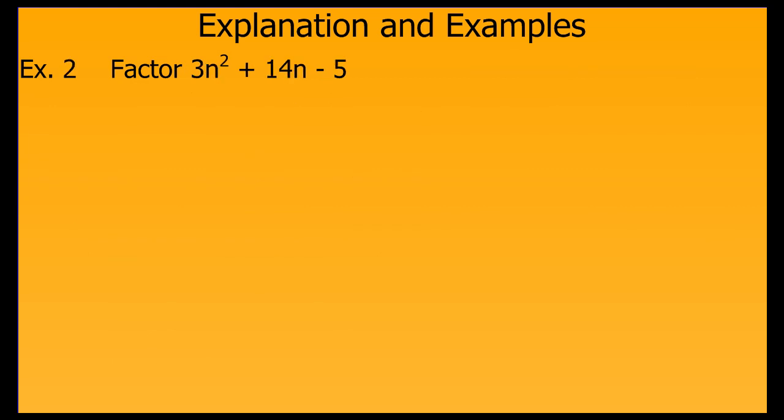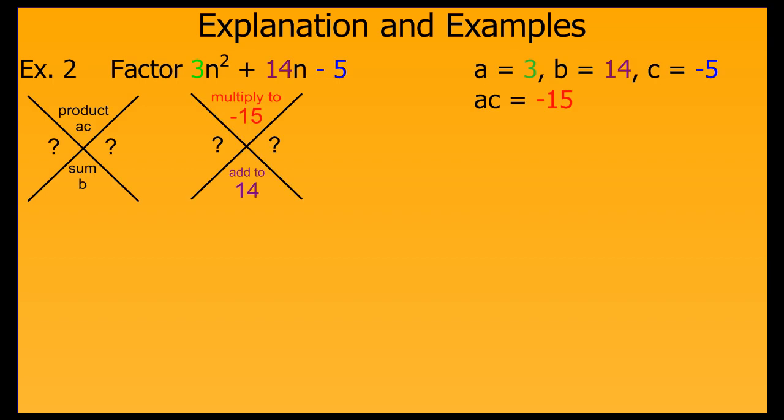Same idea in this example. I want to factor by using the Xbox method. In this case, my value of a is 3, b is 14, and c is negative 5, which means my product, a times c, is negative 15. Those negatives are important. So I'm trying to find two numbers that multiply to negative 15 and add to 14. Positive 15 and negative 1 multiply to negative 15 and add to 14, so I fill those in.